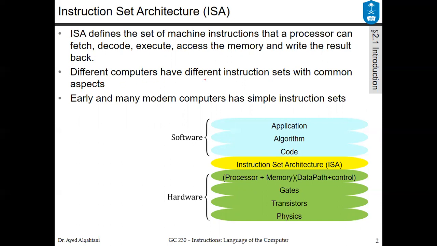Different computers have different instruction sets with the possibility of having some similarities. However, if you have computer A, it has its own ISA. Computer B also has its own ISA. Now, computer B's ISA won't work on computer A, and vice versa. Early and many of the modern computers have simplified instruction sets or simplified ISA.